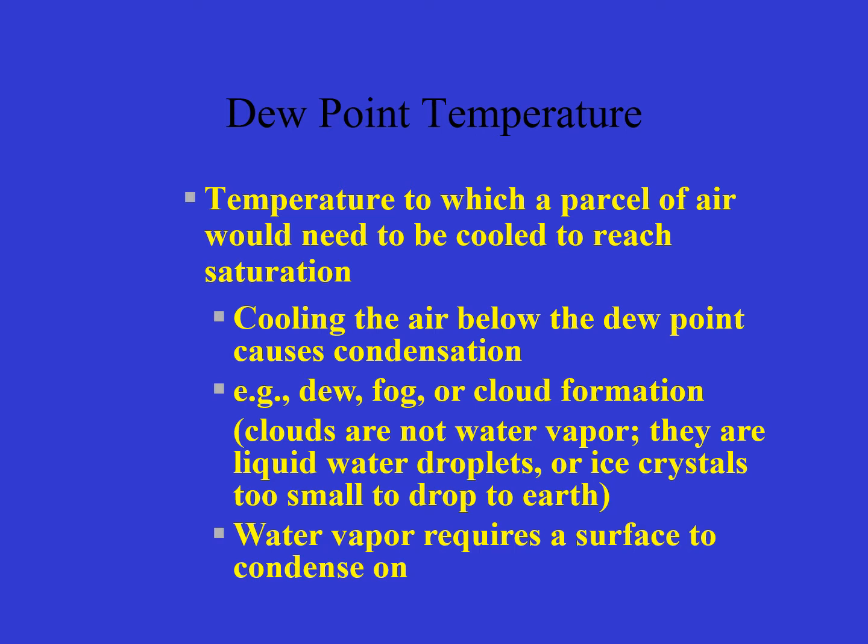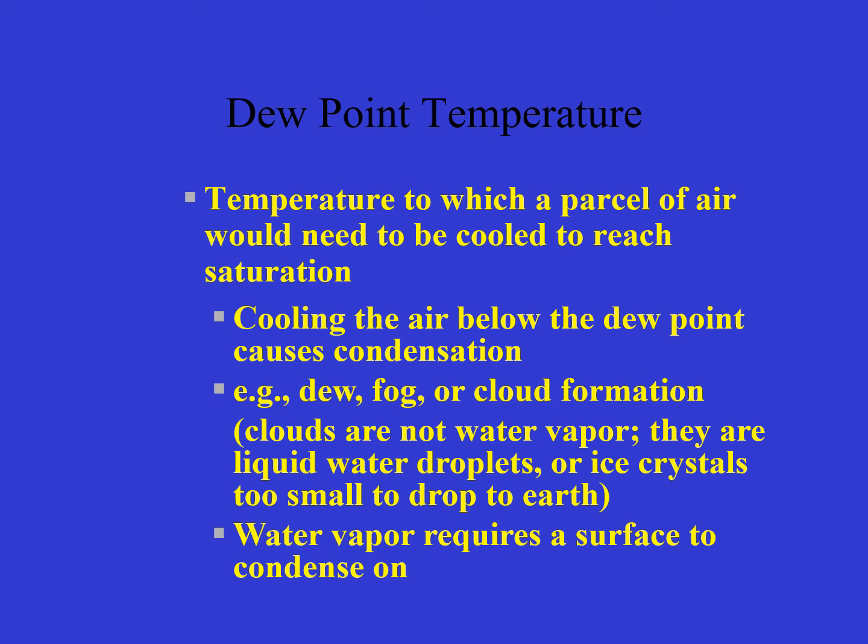Dew point temperature, an important concept. The dew point temperature is the temperature to which a parcel of air or an air mass would need to be cooled to reach saturation. So if that air mass is cooled to or below the dew point temperature, then it's going to reach saturation, it's going to reach 100% relative humidity, and condensation should occur. So what kind of condensation? Well, cloud formation, fog, which is basically a cloud at the ground surface, and dew.